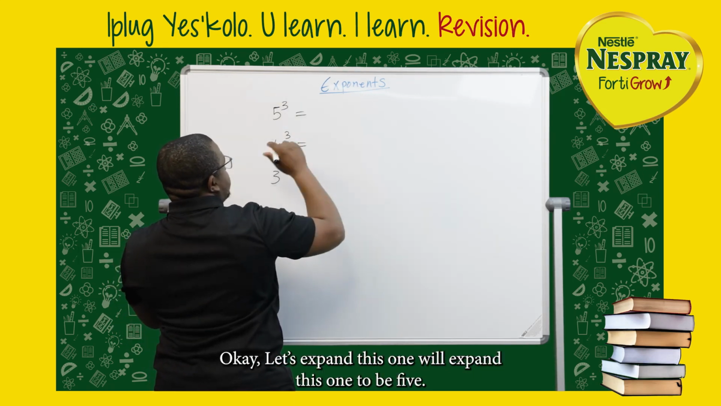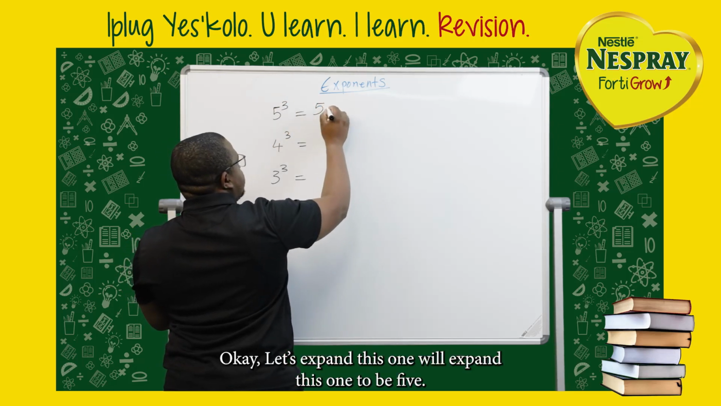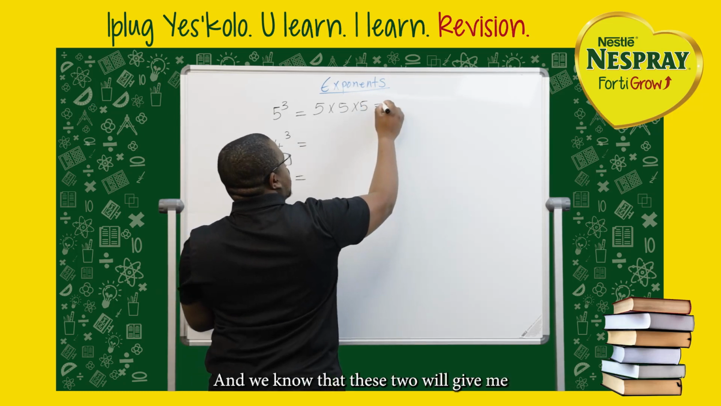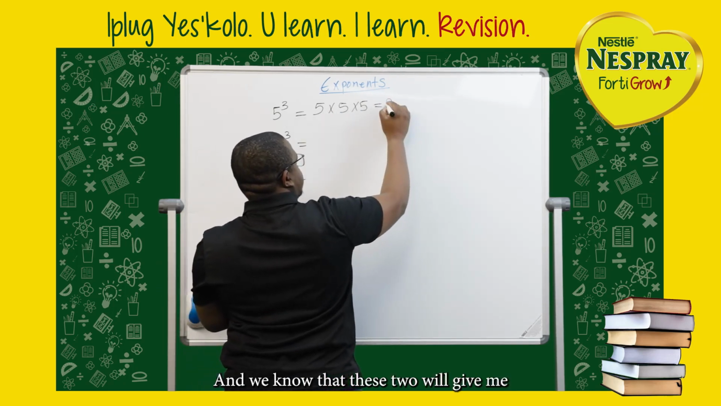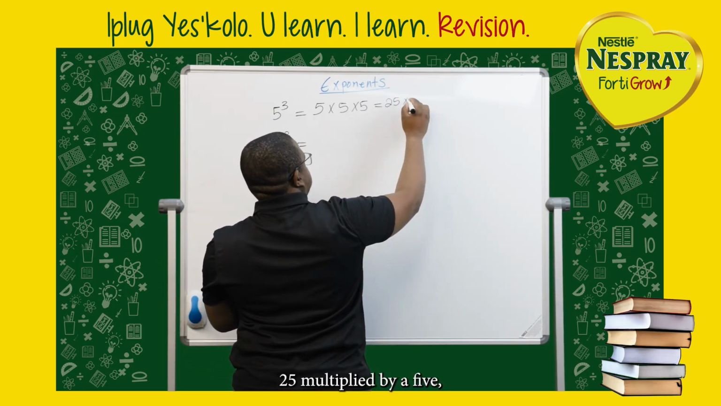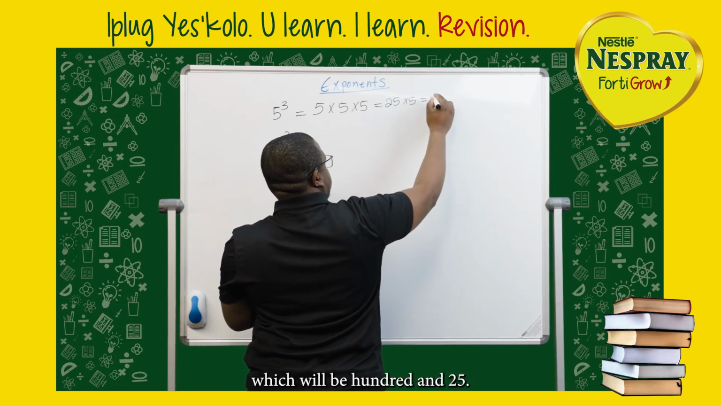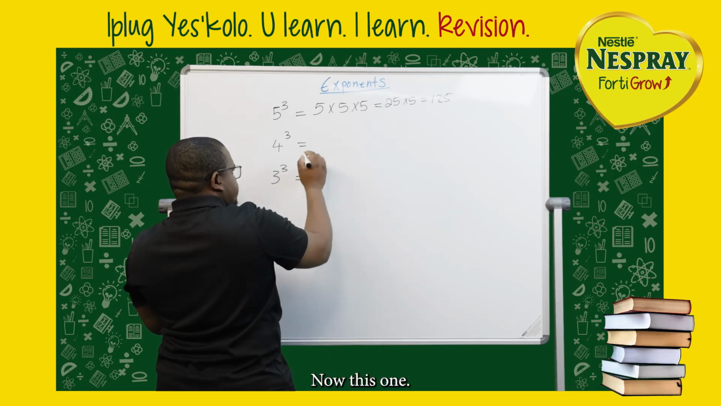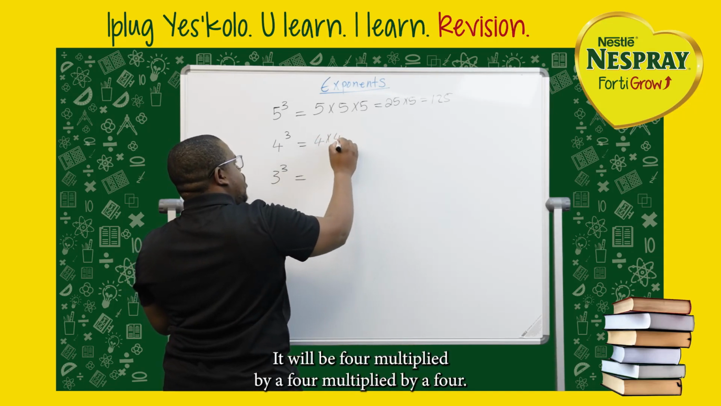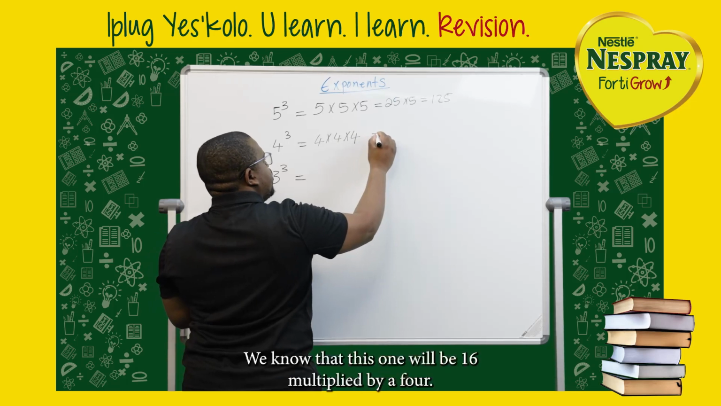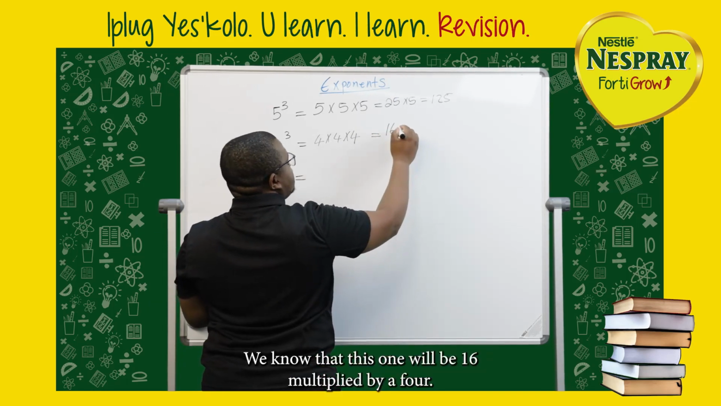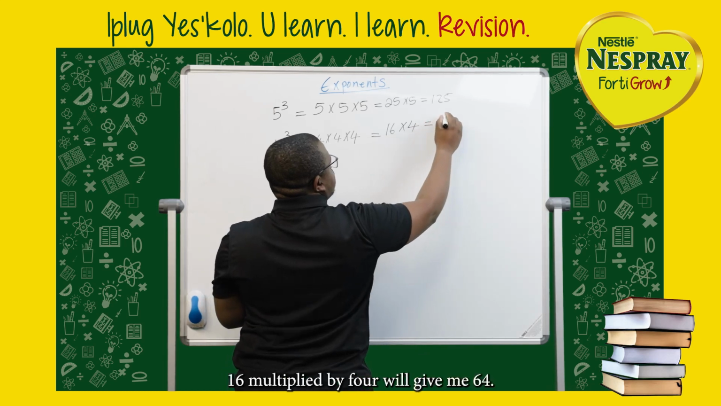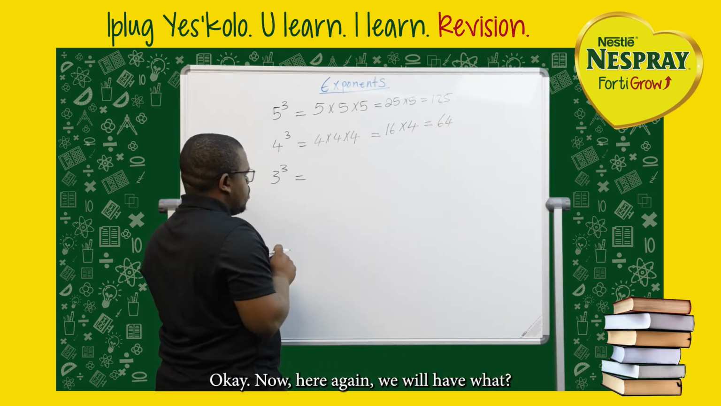Let's expand this one. When you expand this one, it will be 5 multiplied by 5 multiplied by 5. And we know that these two will give me 25 multiplied by 5, which will be 125. Now this one will be 4 multiplied by 4 multiplied by 4. We know that this one will be 16 multiplied by 4. 16 multiplied by 4 will give me 64.